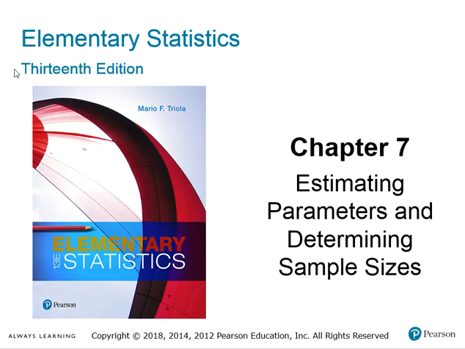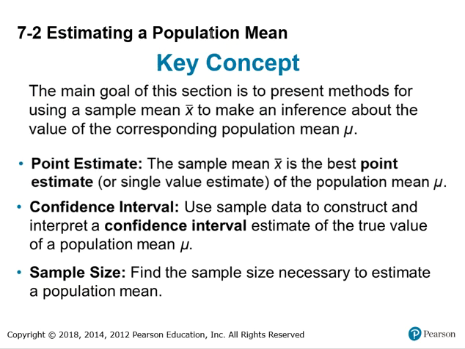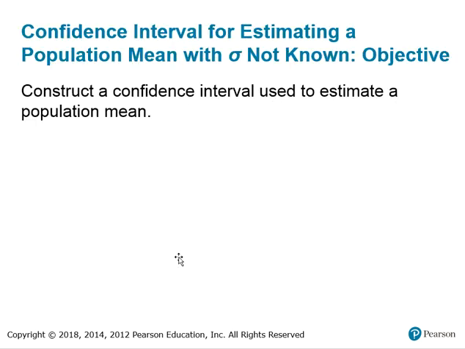We're moving on in Chapter 7. We're going to move into the concept of estimating a population mean using a confidence interval. Before, we had done a population proportion, so the symbols are very similar. The only difference is now we're using x bar instead of p hat, and we're using mu instead of p.